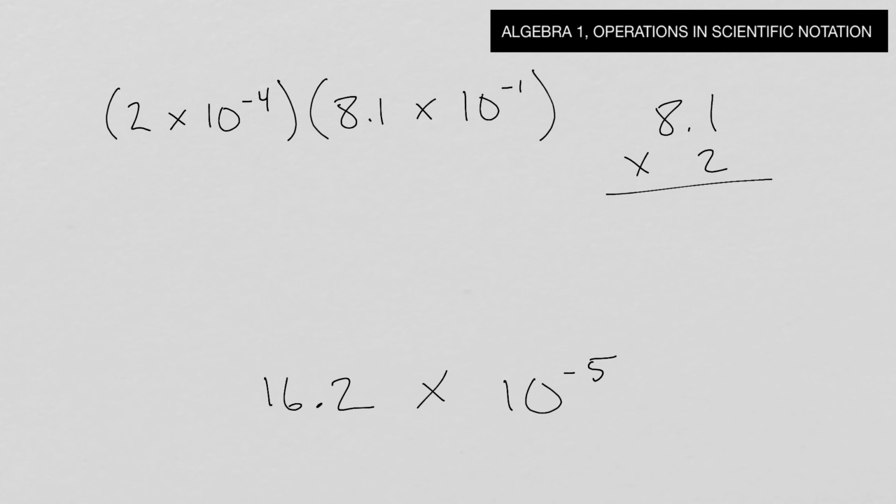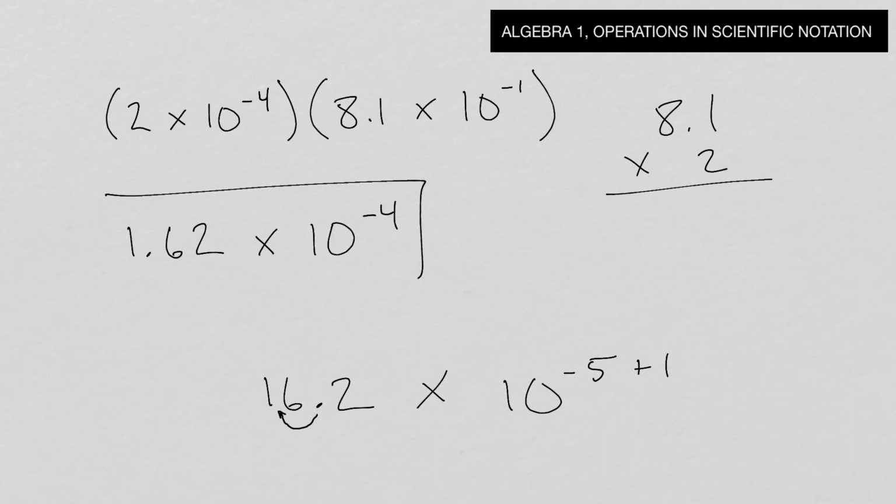But once again, we're doing scientific notation, which means I need to get this decimal in between the first 2 numbers. So if I move it to the left by 1, now I have 1.62. That means I need to add 1 to the exponent. Negative 5 plus 1 gives a negative 4. Here's our answer: 1.62 times 10 to the negative 4th power.